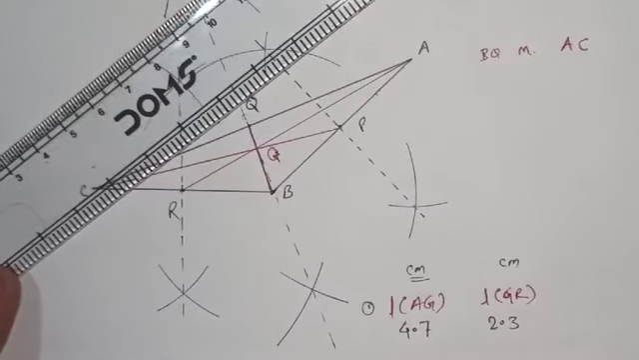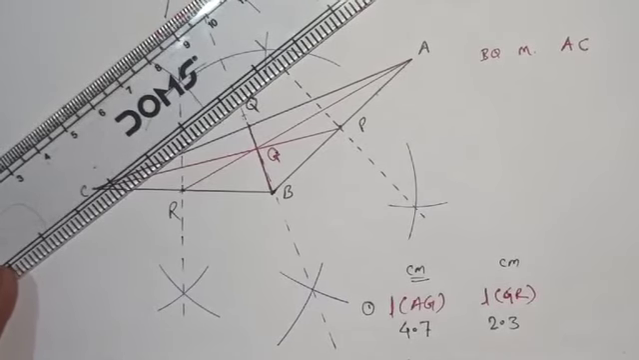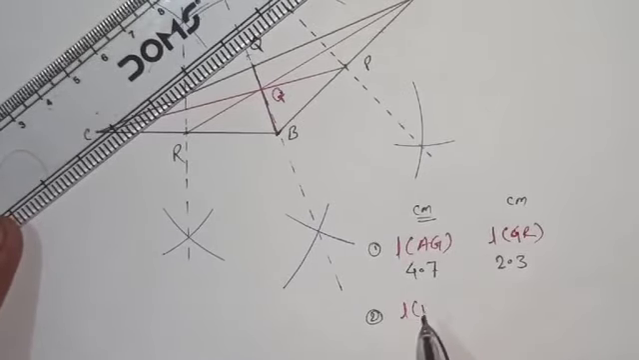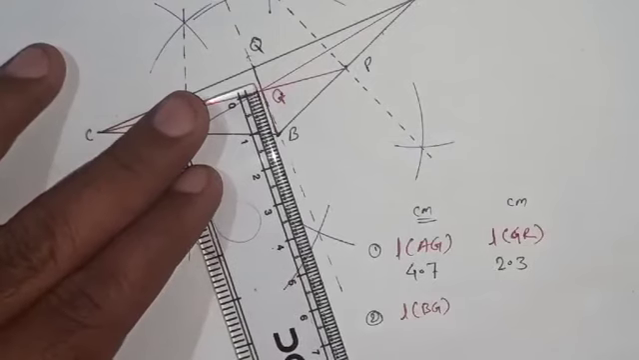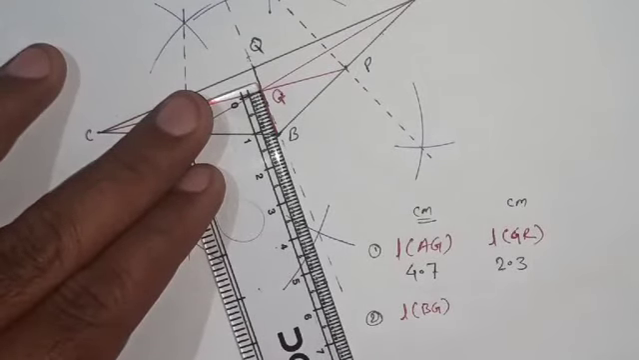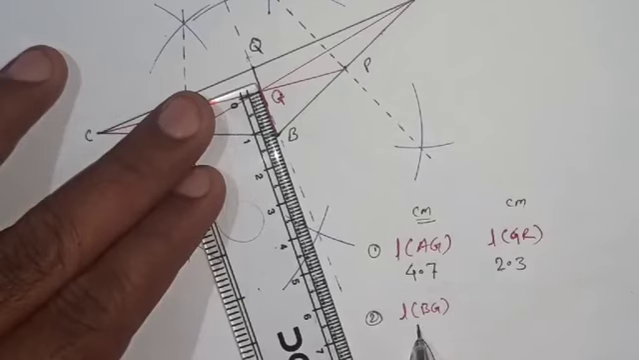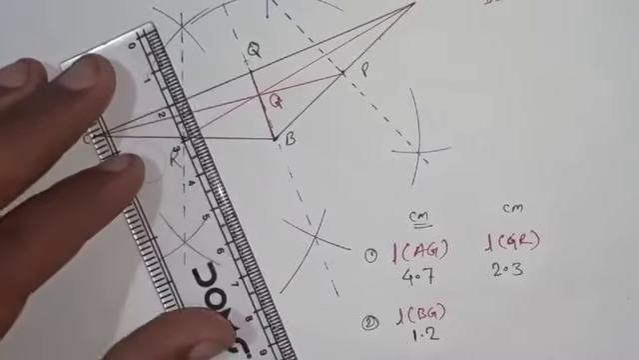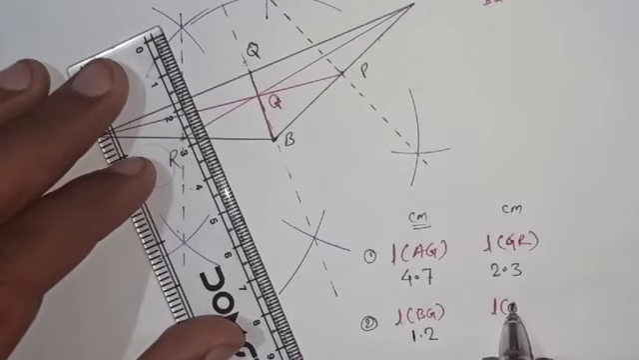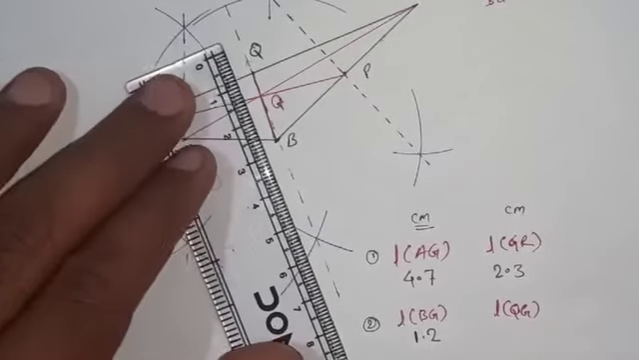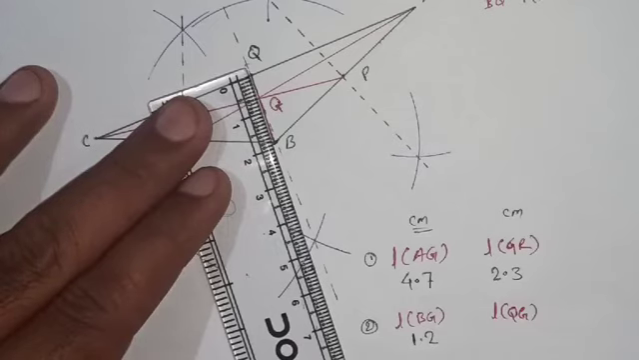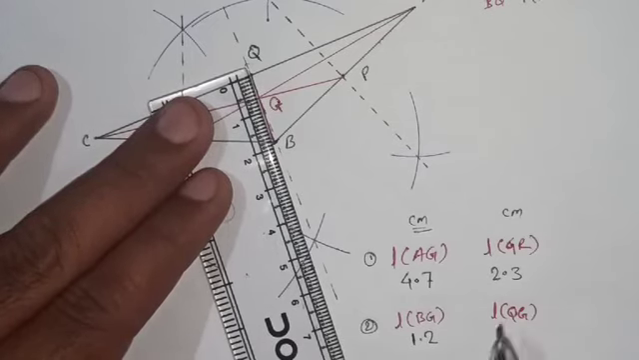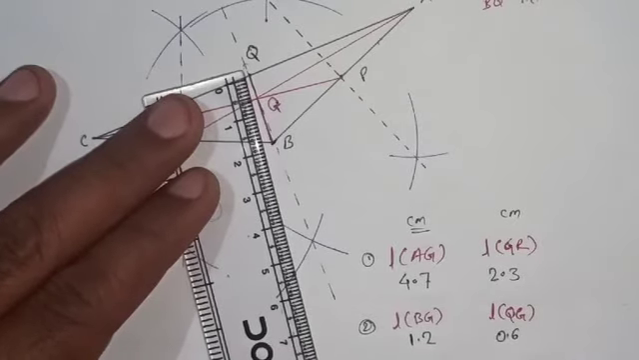Second, you have to measure the length of BG. So what is the length of BG? 1.3 or 1.2 or 3, in between, this means 1.2. Then the length of QG, length of QG, 0.6. This is all in centimeter.